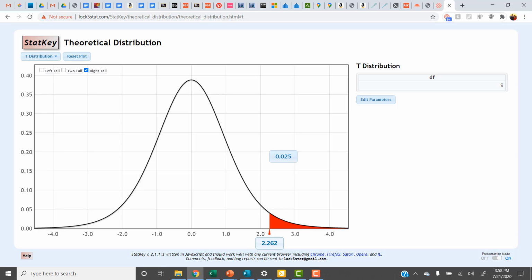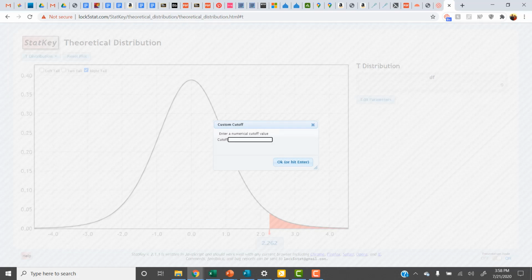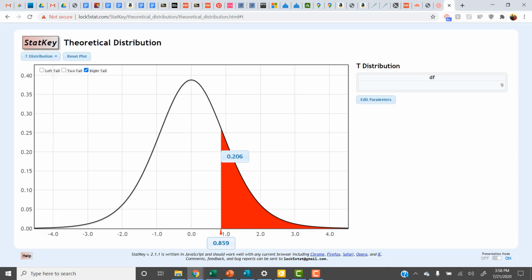Now I need to put in the value of my test statistic down here. So I'm going to click here, and my test statistic was 0.859 or 0.86. So I put in my test statistic down there. Once I've done that, this little floating box is my p-value. So my p-value is 0.206.